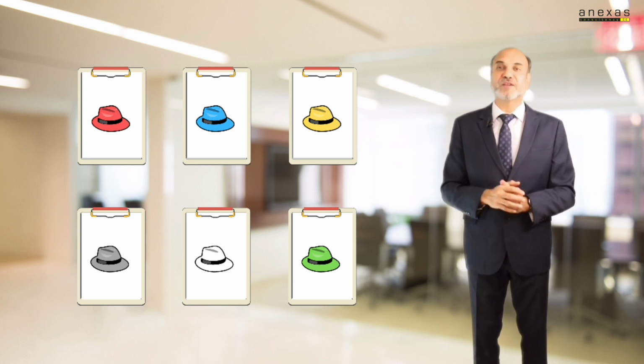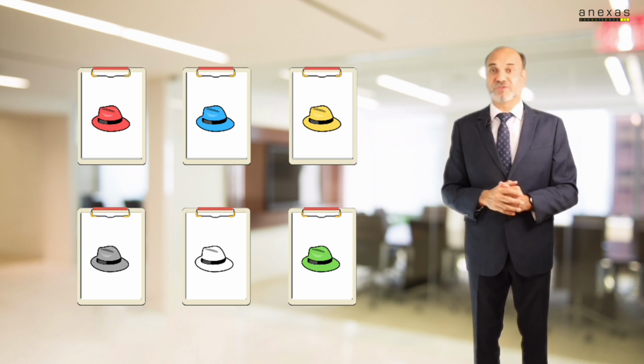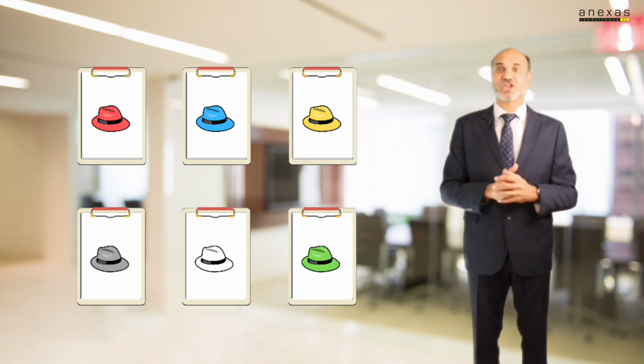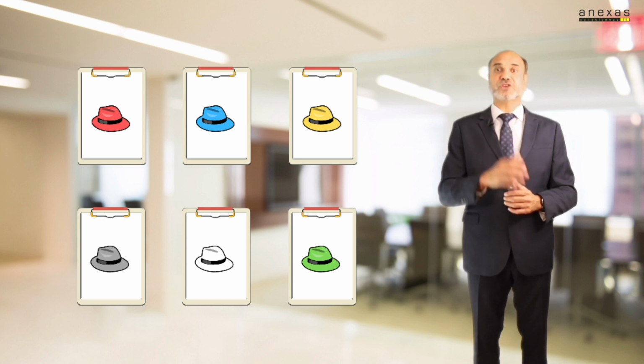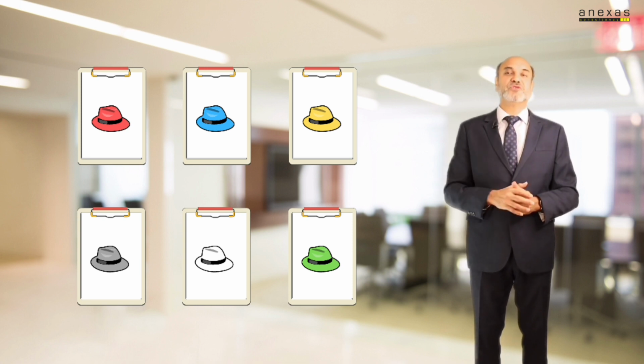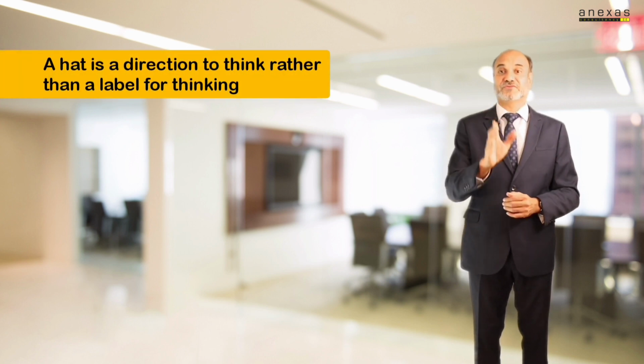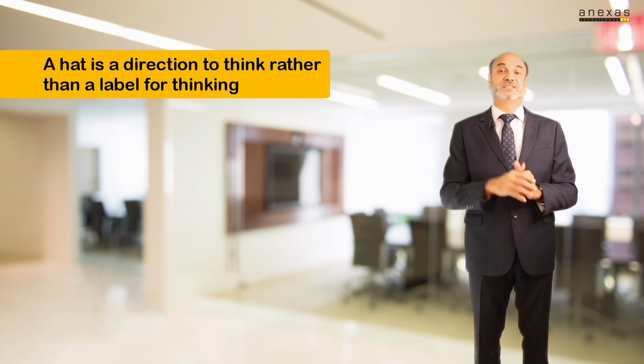Select a topic or problem that you would like to think about or work on. Decide which of the hats would be good to start with and work your way through all 6, jotting down notes on the thoughts that come to you with each hat. The key point is that a hat is a direction to think rather than a label for thinking.